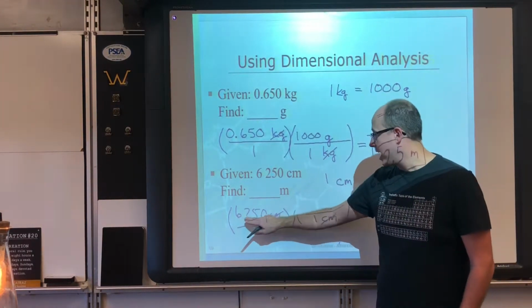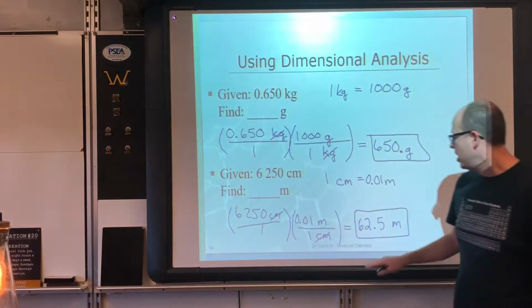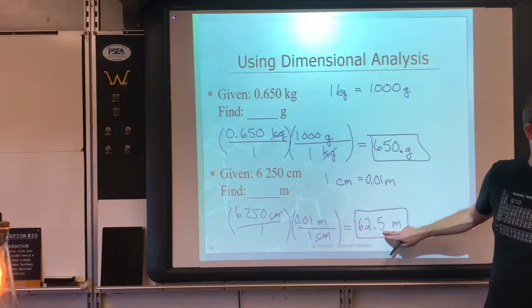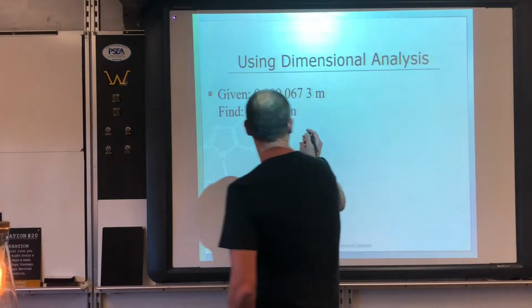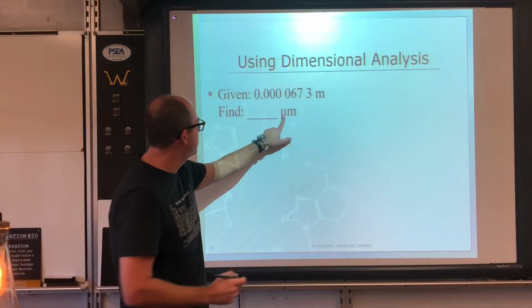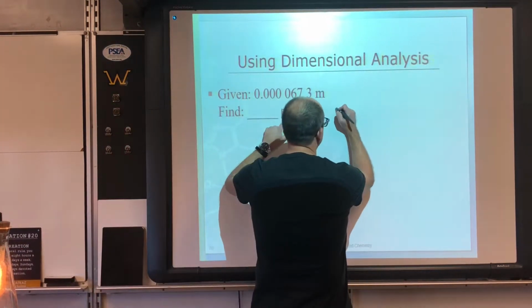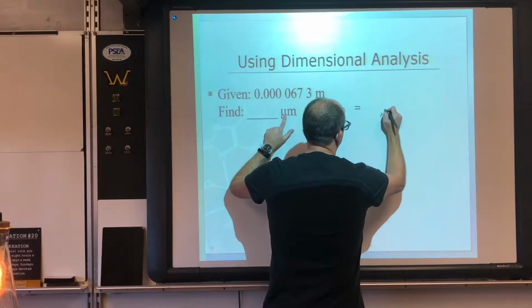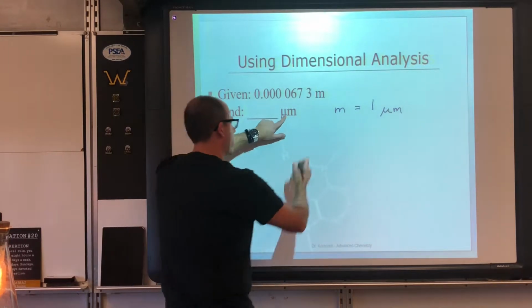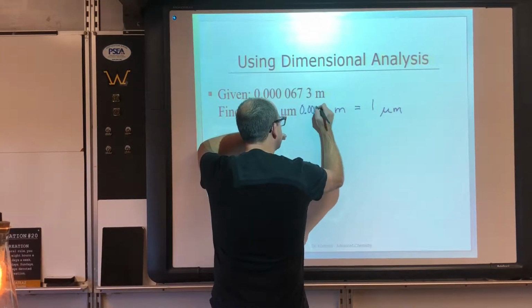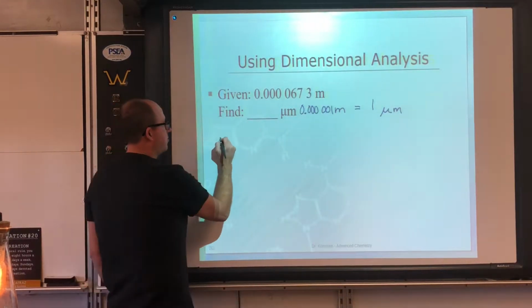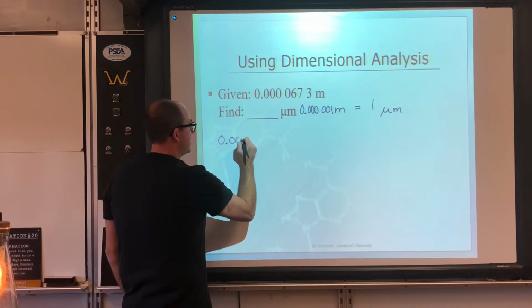The original problem only had 3 significant figures in the given, so we keep only 3 significant figures in the answer, so 62.5 is rounded correctly. This problem uses a smaller unit. This is mu for micrometer, and we're comparing meters to micrometers with 1 in front of the prefix, and the multiplier is a millionth. So 0.000001. Set up your first bracket, given, written as a fraction.